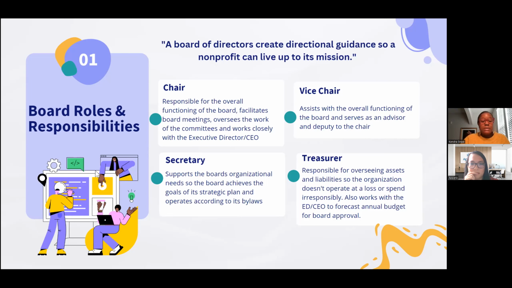The treasurer is more on the fiscal side of the house. They're responsible for overseeing the assets and liabilities so that the organization does not operate at a loss or spend too much. So they also work with the executive director and the CEO as well, just to make sure that they're forecasting that annual budget in which the entire board has to approve.